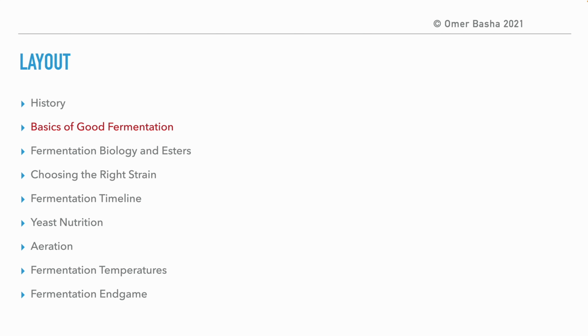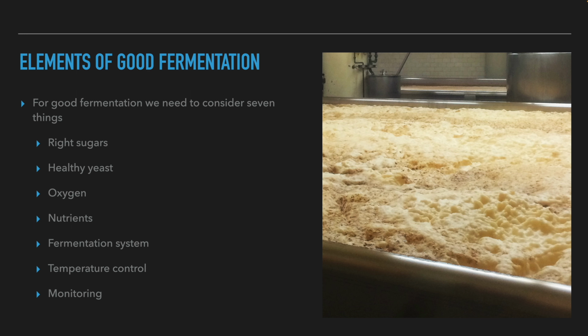After talking briefly about the history of fermentation and the fermentation biochemistry, we will move on to talk about what are the conditions for a good fermentation. For good fermentation, we need to pay attention to 7 things. We need the right sugars, healthy yeast, enough oxygen, enough nutrients that the yeast needs, a suitable fermentation system with temperature control, and constant monitoring of the fermentation. And now we'll move on to talk about each of these conditions and how they can affect the final beer.